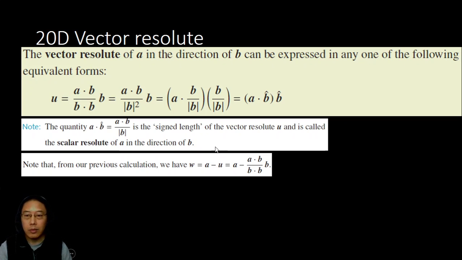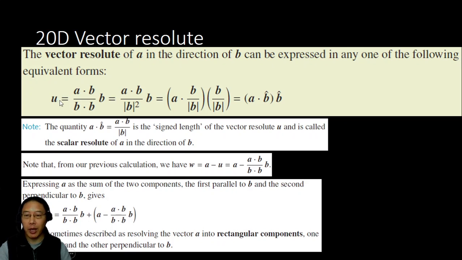Also, with this expression of U, that is the unit vector. This is a scalar amount, and that scalar amount is also called the scalar resolute of A in the direction of B. So if the question is asking you for a vector resolute, you need to express it as a vector, and if it's asking you for a scalar resolute, it's a scalar amount. Okay.